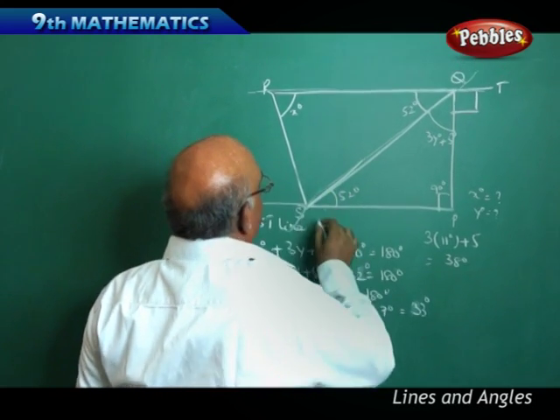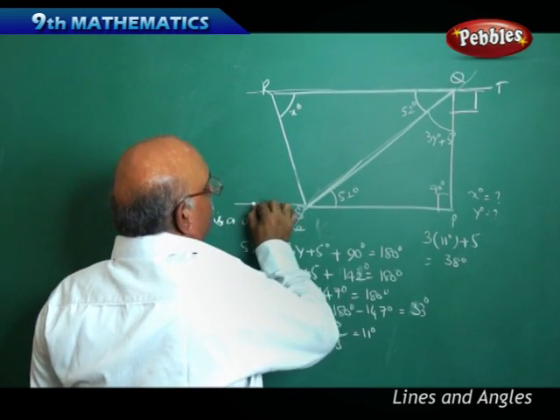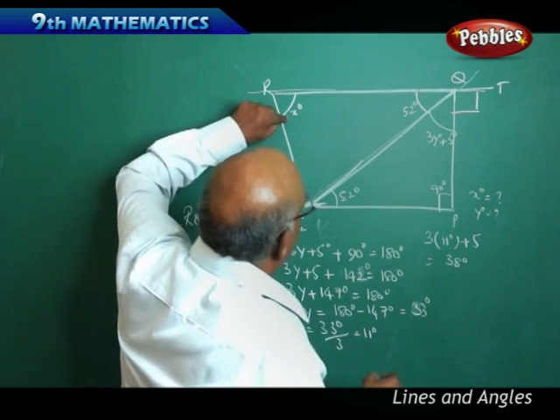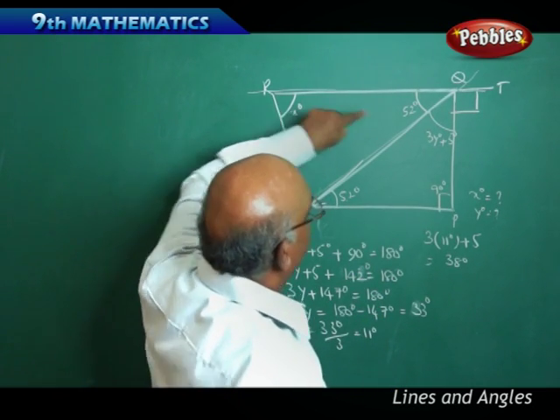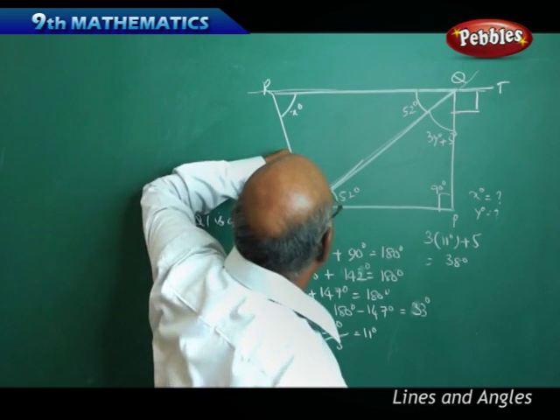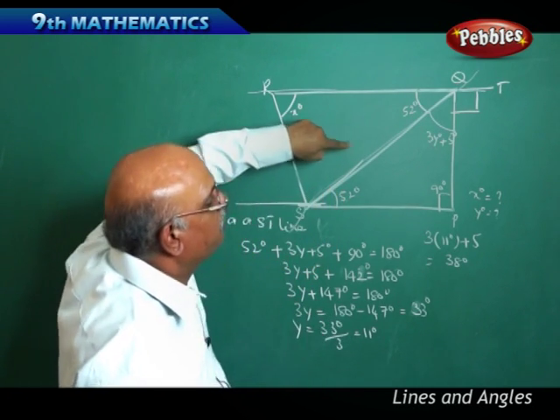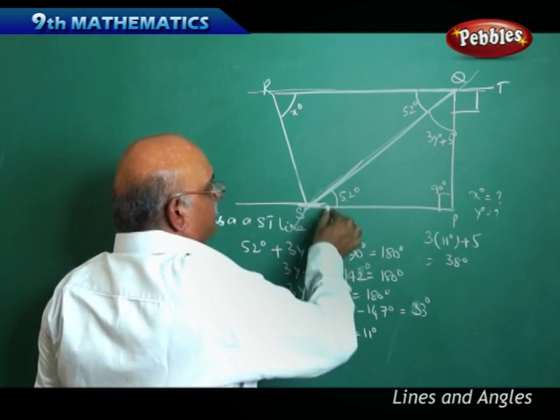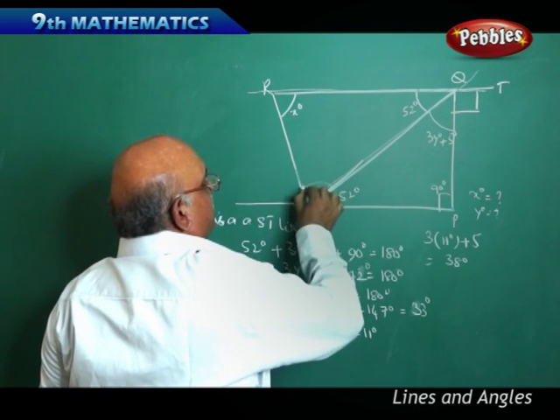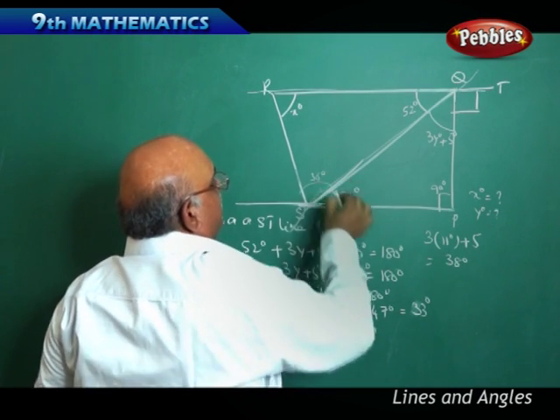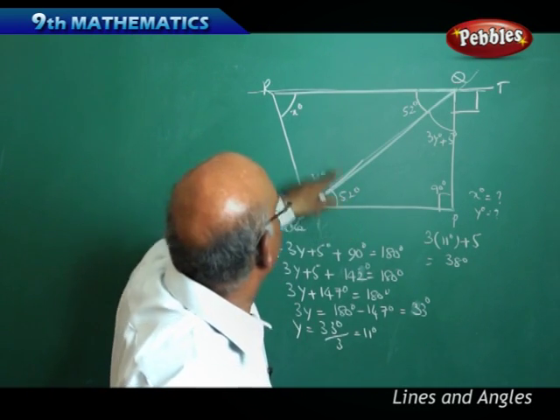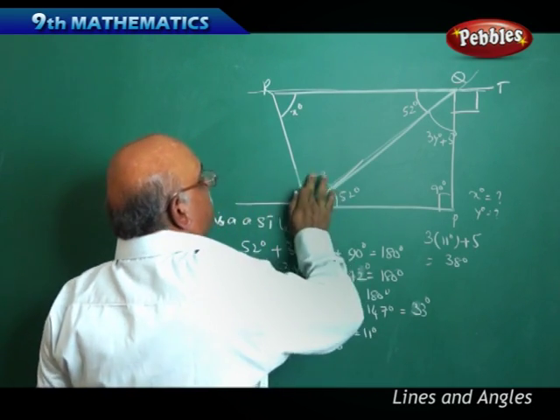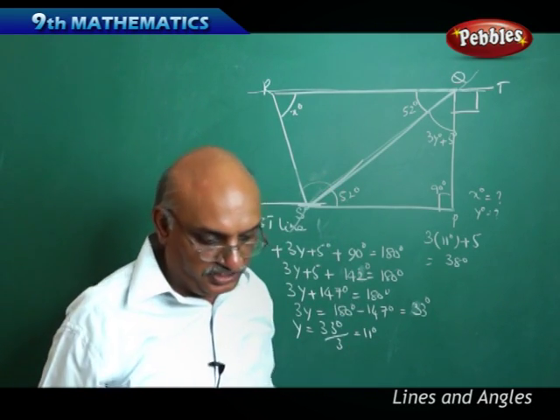Now here, if you observe carefully, 52 degrees and x degrees plus this angle will give you 180. But here this angle is equal to 38 degrees. Therefore, this angle should be equal to 38. But the problem is 38 plus 52 will become 90, but it should be a right angle. But it is not a right angle. Therefore, there is some change here which we are going to find out.